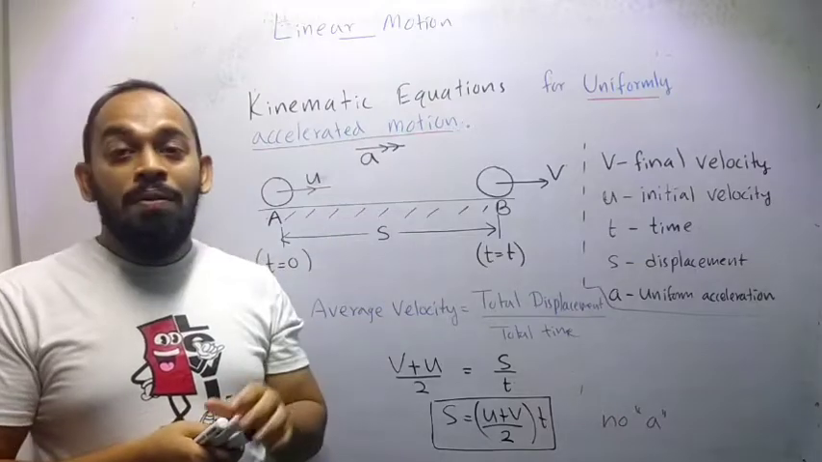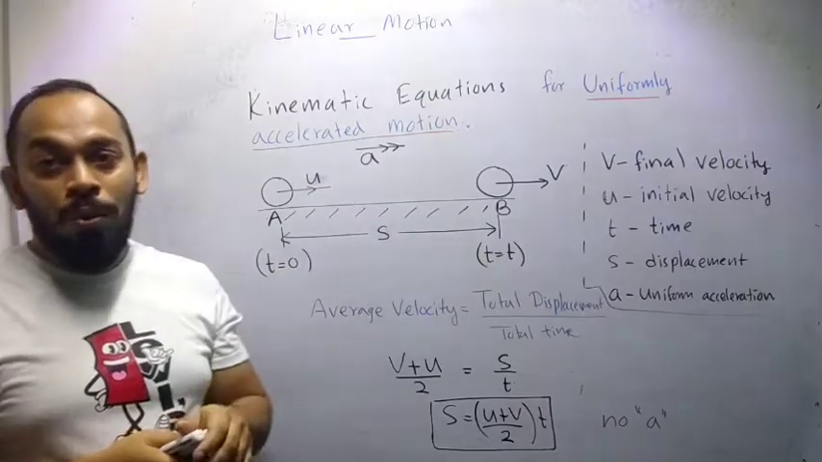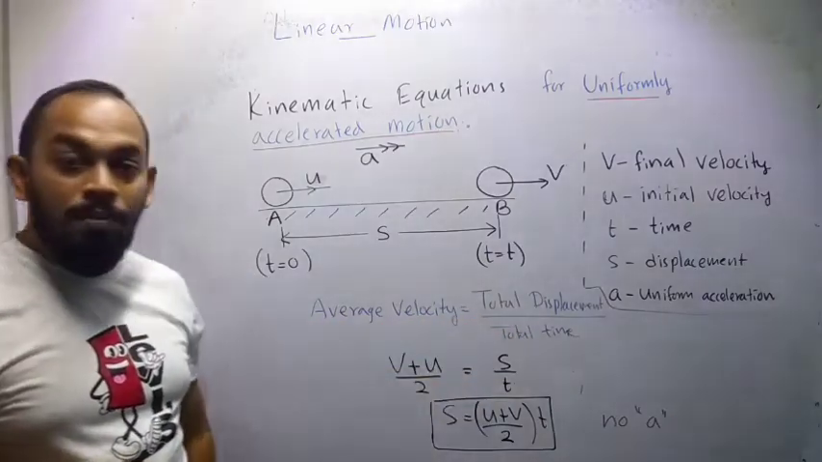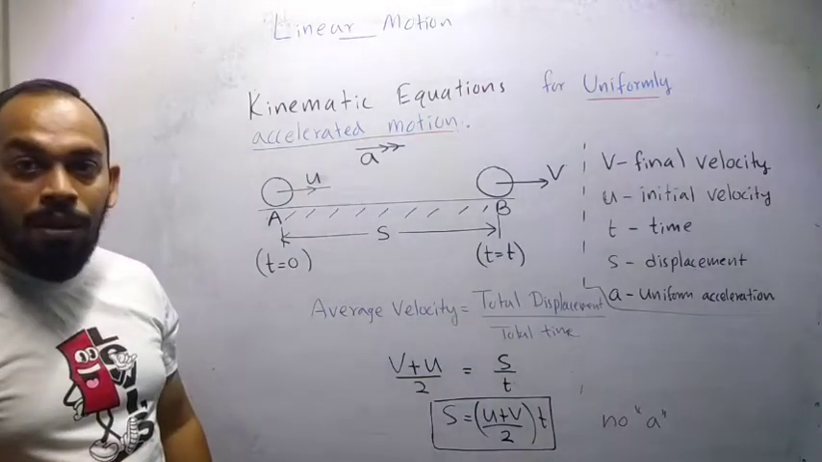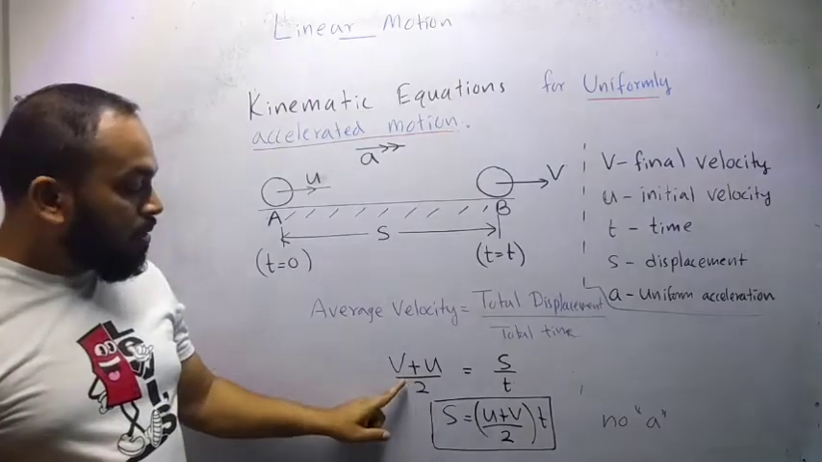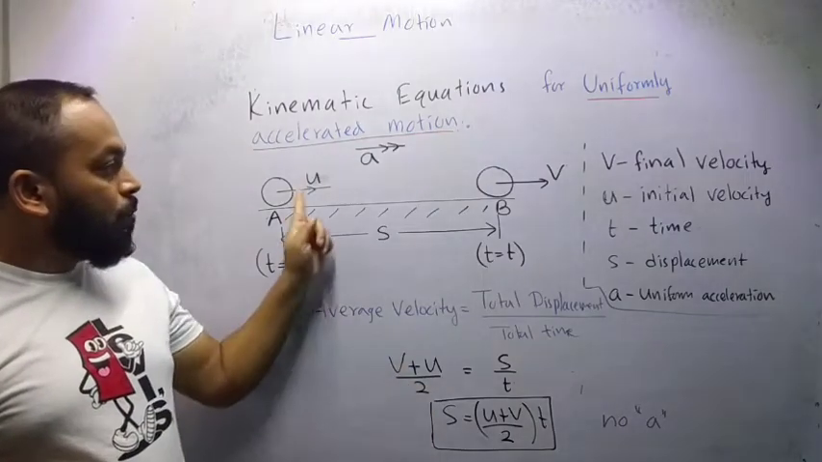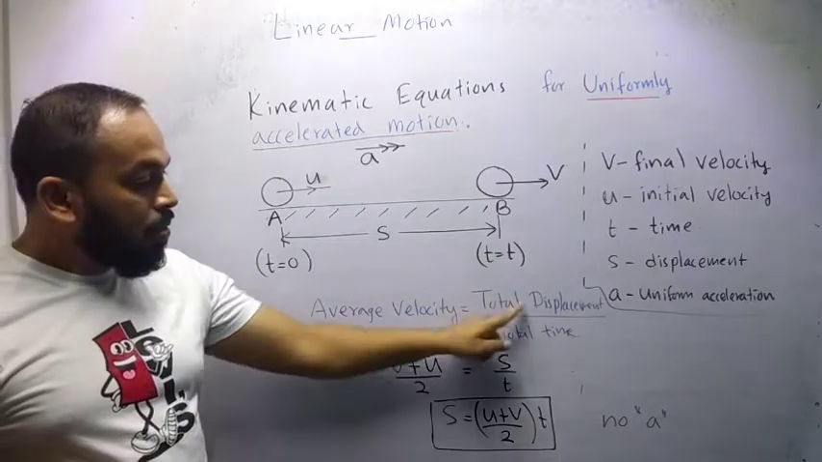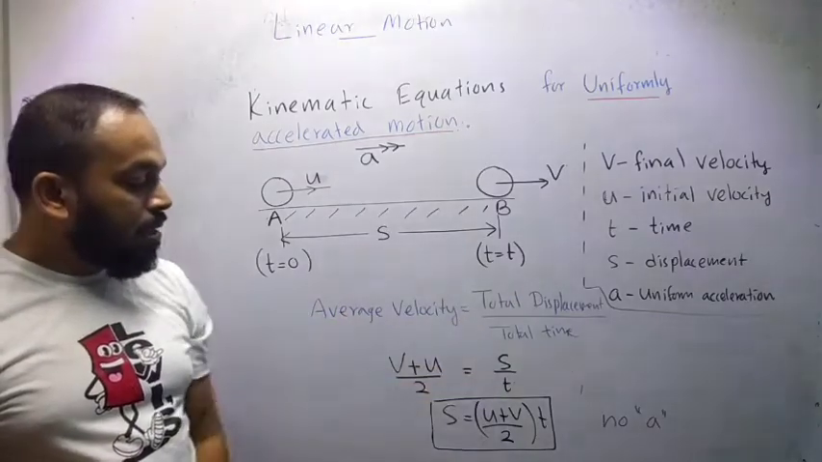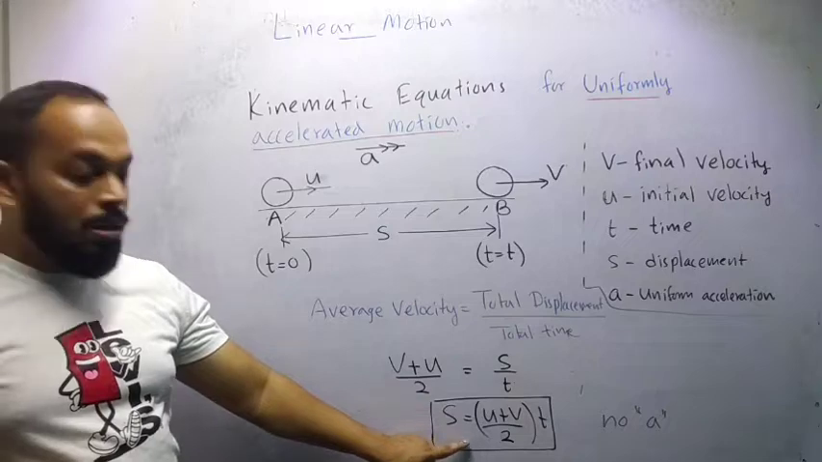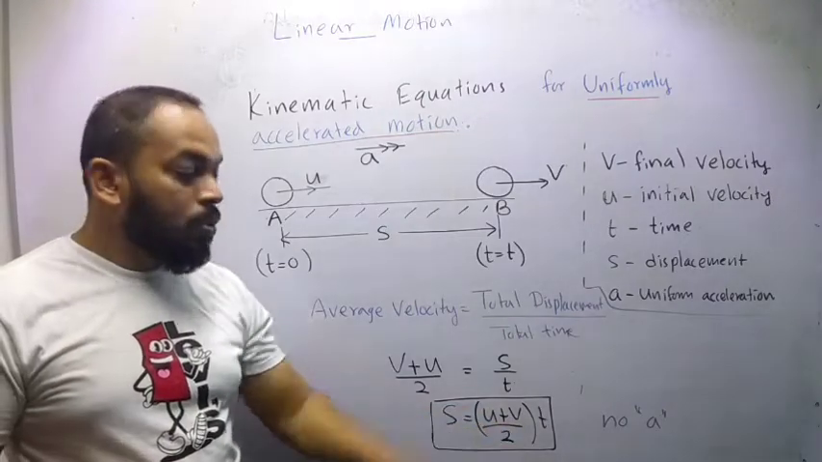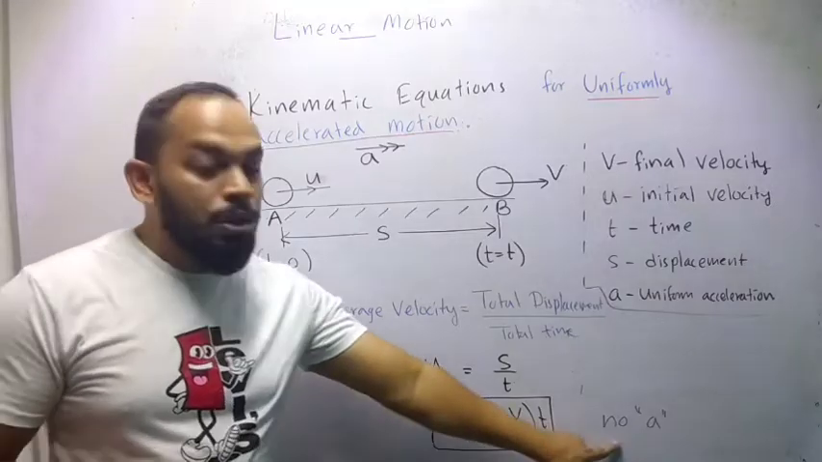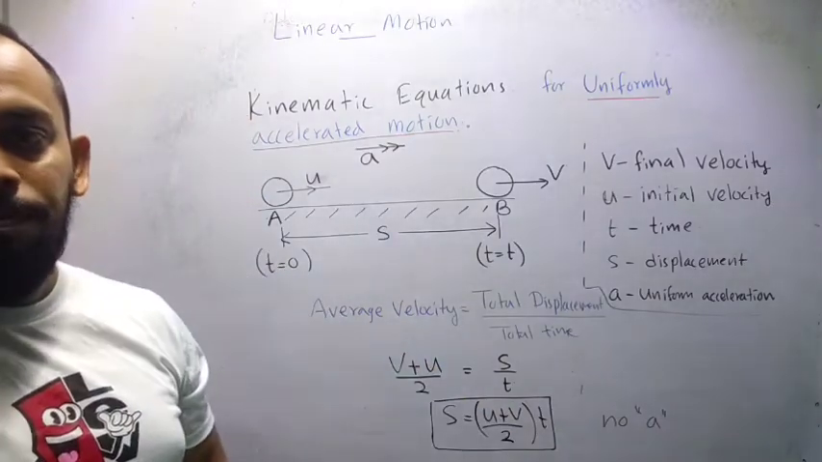So that is the velocity that you have to go with, right? So this is called average velocity. Total displacement divided by total time. Okay. So average velocity is v plus u divided by 2. V plus u divided by 2, that is average, equal total displacement s divided by time. Then we get the second equation, s equal u plus v by 2 times t. Right. So notice here that in this equation you don't have acceleration.